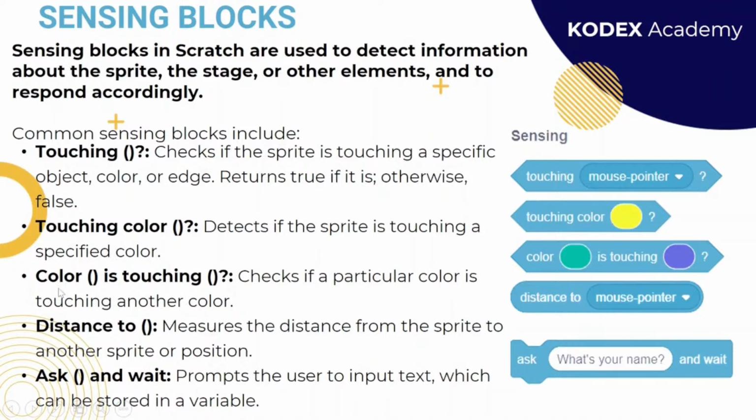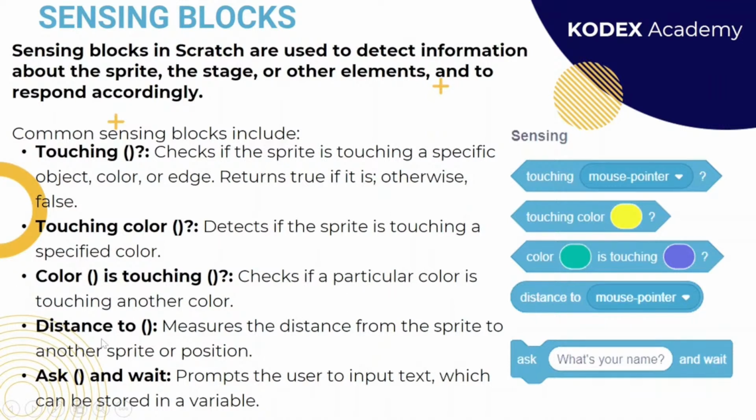Now the next one is color touching. Here the color of one particular object is sensitive against a different color of a different object. Like you can see here, there are options for two colors. One is green and one is blue. So it shows whether the color green is touching the color blue. If this condition is true, you will get a response accordingly. If this condition is false, you will not get any response. So this is based on one color being sensitive to another color.